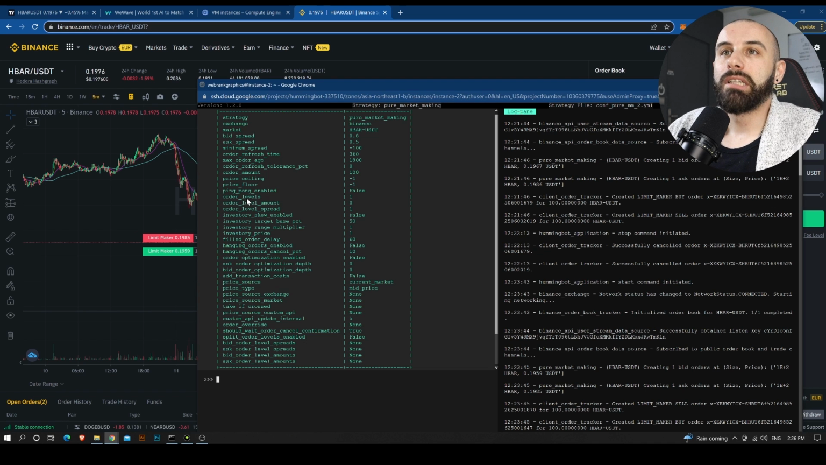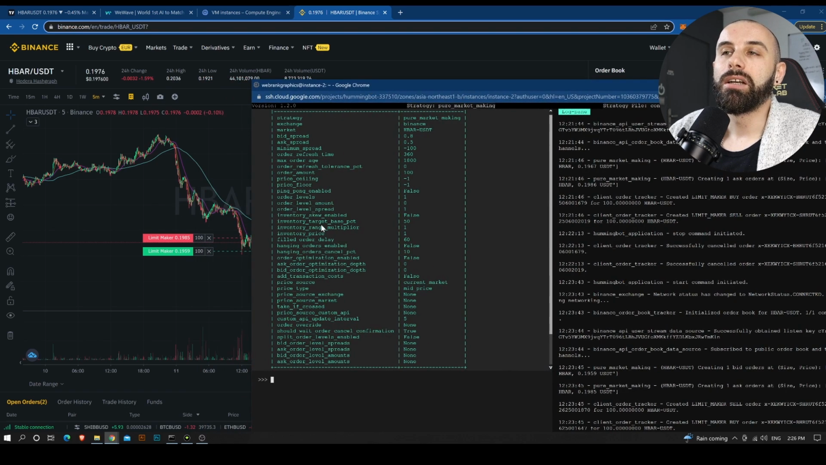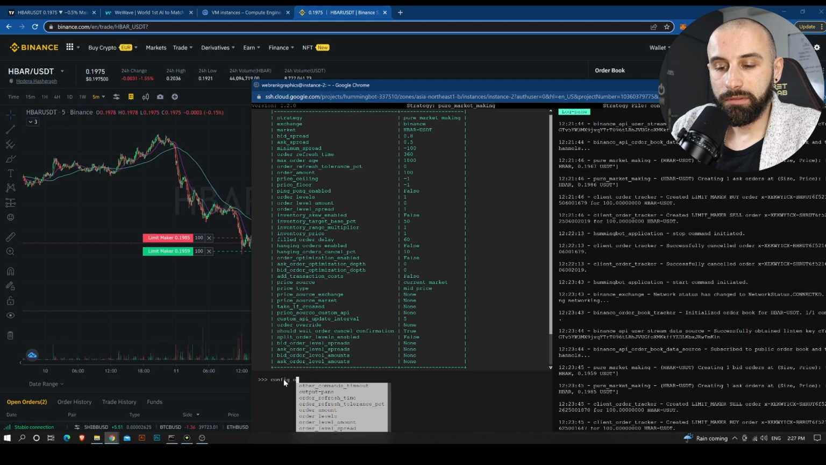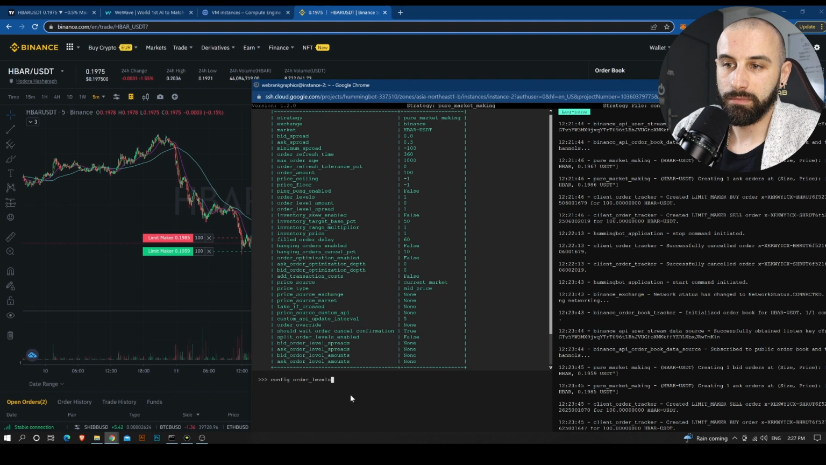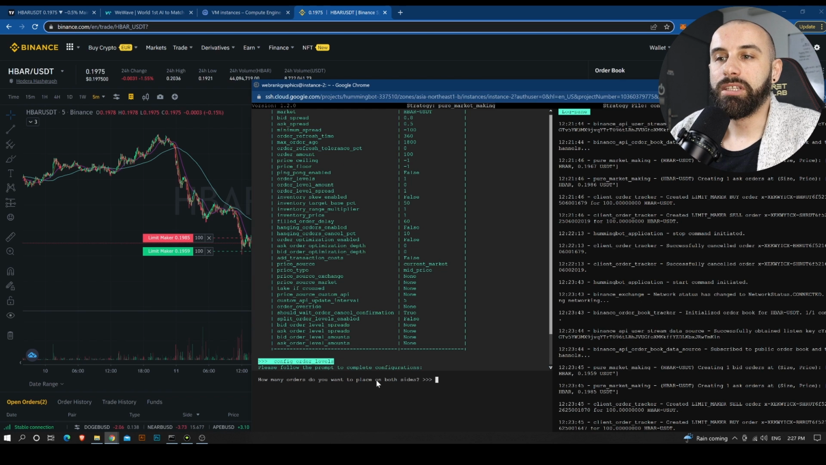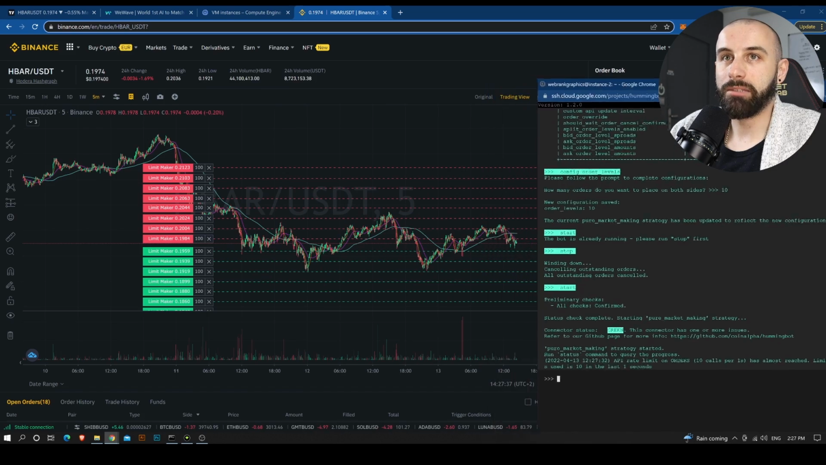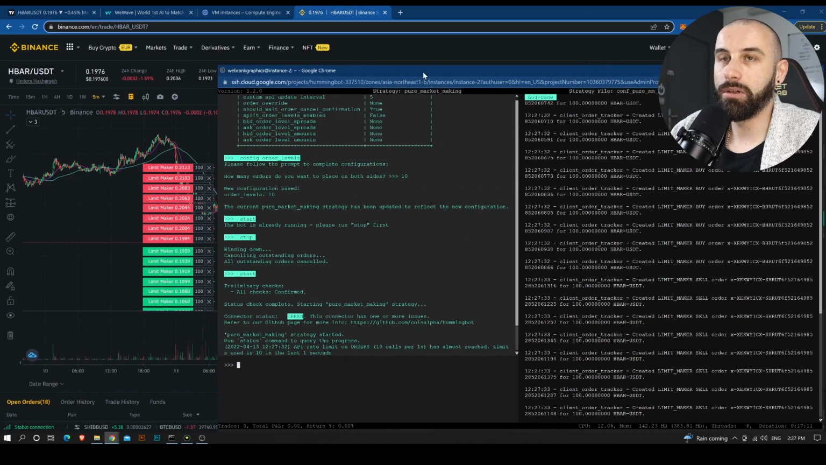Order levels. Order levels means how many orders do I want to place. I can do it with one or I can add multiple orders. If I add multiple orders, I will transform my market making bot into a market making grid bot. So let's do it so you see how it is done. So config. Order levels. Enter. How many orders do you want to place on both sides? So let's say 10 and I will start. And here we go. We have a grid market making bot running directly in our exchange.